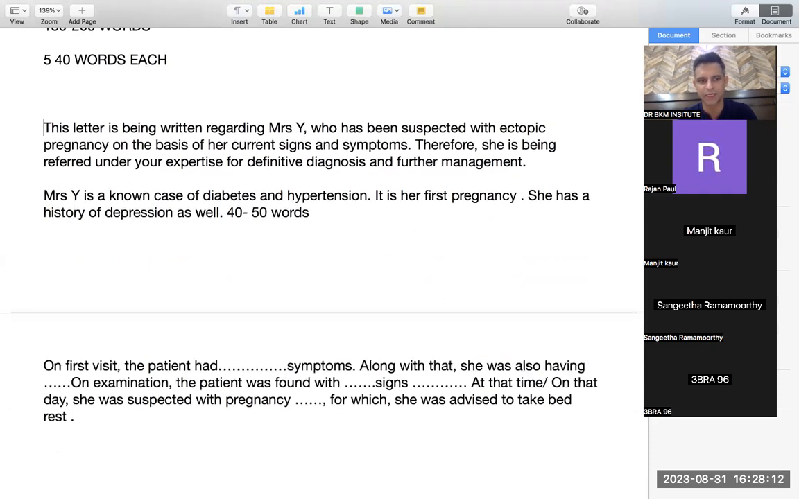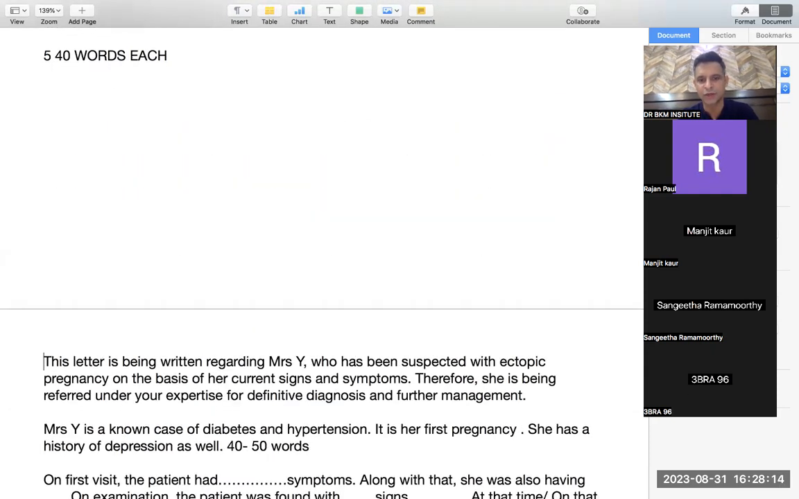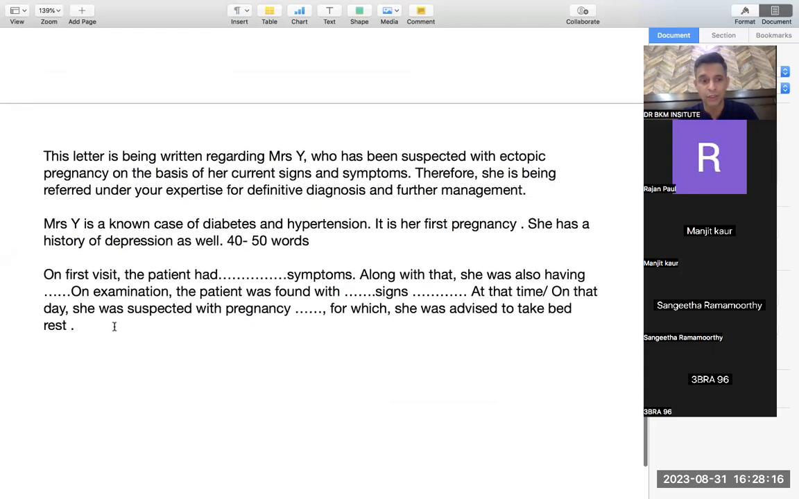So these are the 3 paragraphs until now. And you will be amazed to know that you have written 60% of your letter in just 5 to 8 minutes. That is how simple it is. Then you will make the second visit.